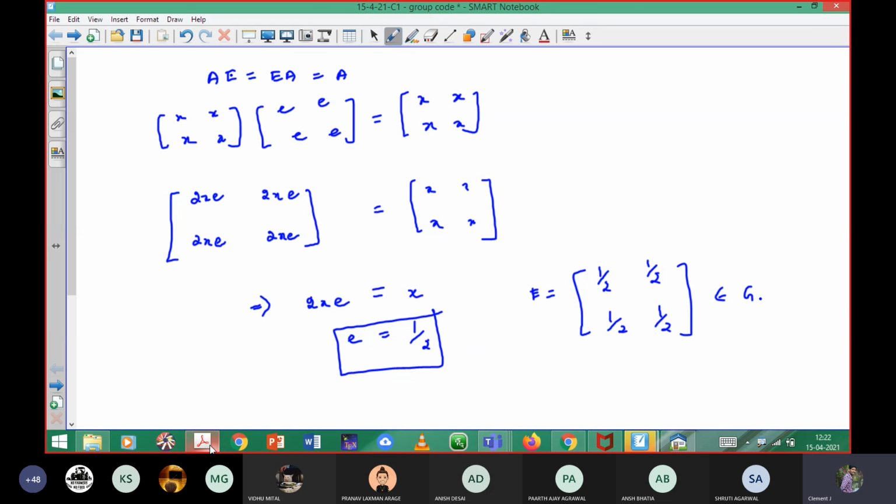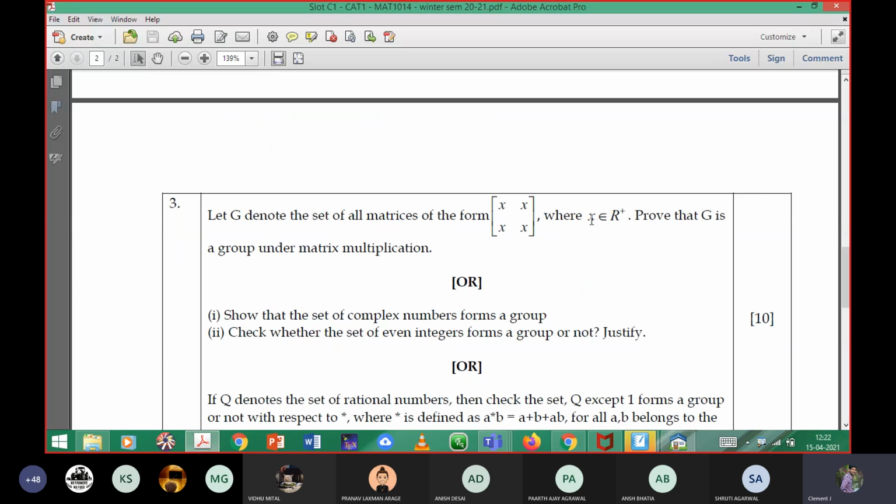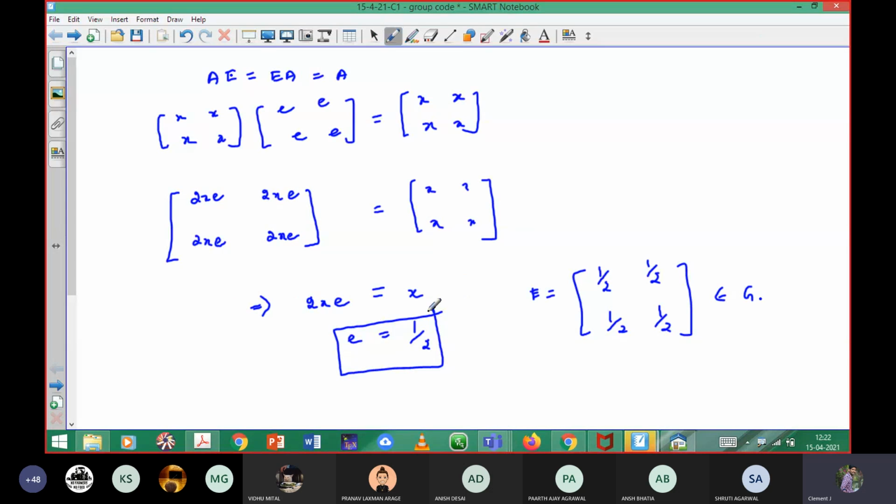There, what they mentioned is that all the x can be the set of positive real numbers. They didn't simply say that whatever answer you have determined, e equal to 1 by 2, you should simply put as the identity element. That is an invalid answer. So you need to mention it like this.